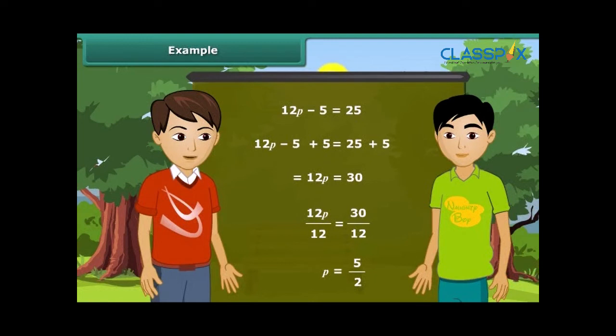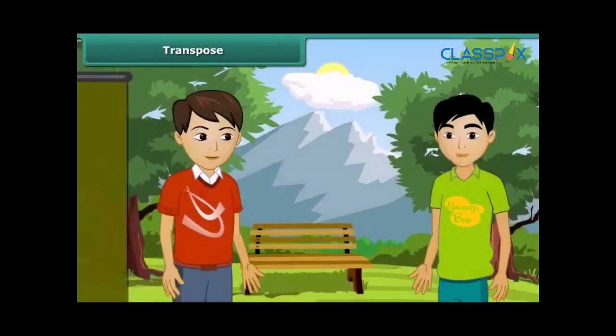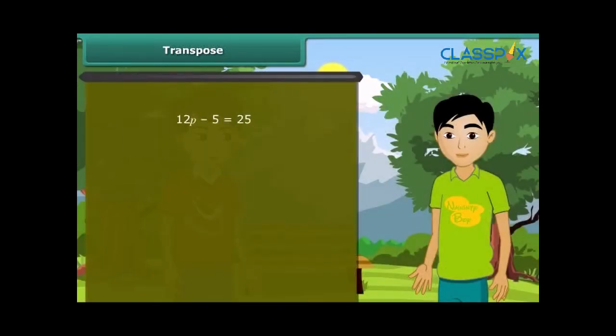What is transposing? Come, I'll explain it to you. Transposing means changing side. For example, in this example, we have changed the side of 5. And when we transpose any number, we change its sign. Plus becomes minus. Multiplication becomes division. And now by transposing 12, p becomes 30 divided by 12, which is equal to 5 upon 2.